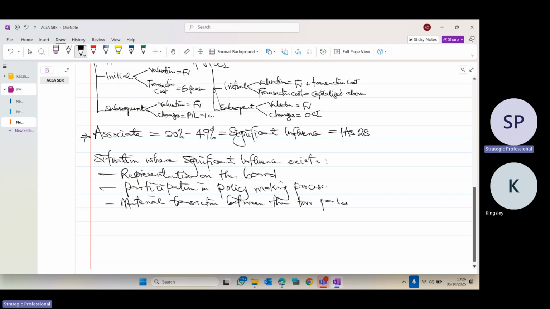Influence is where another entity does not hold the control. However, it can impact or affect the decision making of an organization. It can impact and affect the decision making of an organization. Take note of that.